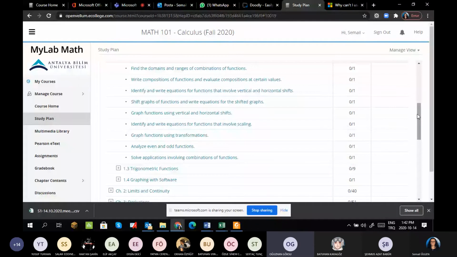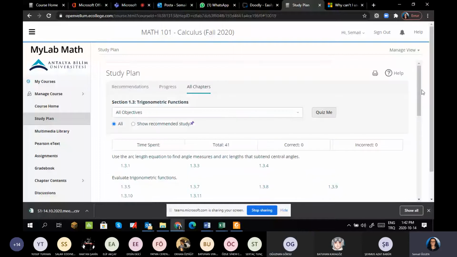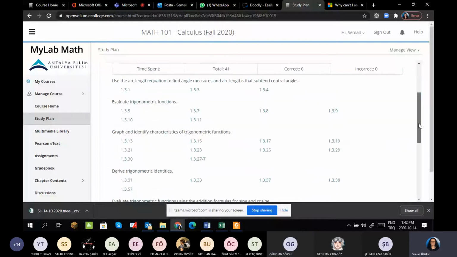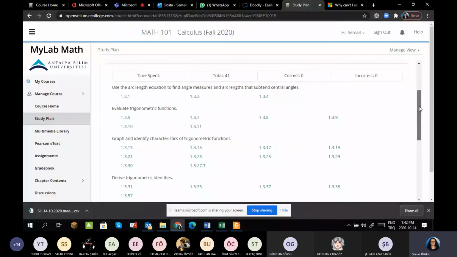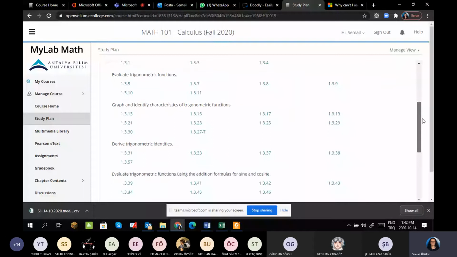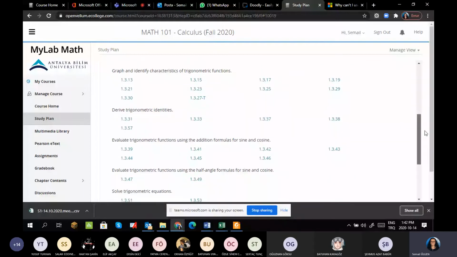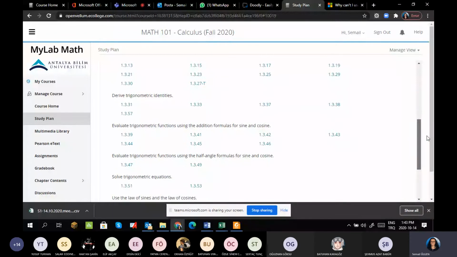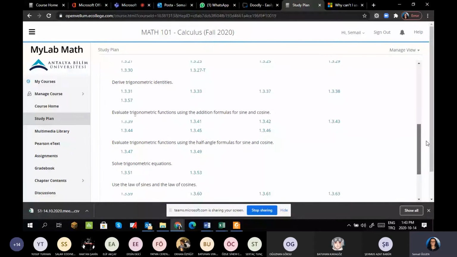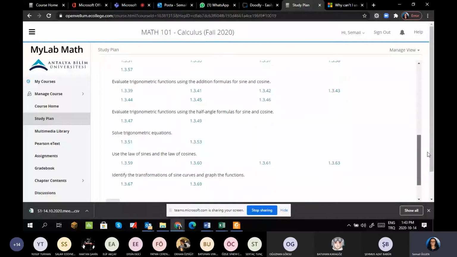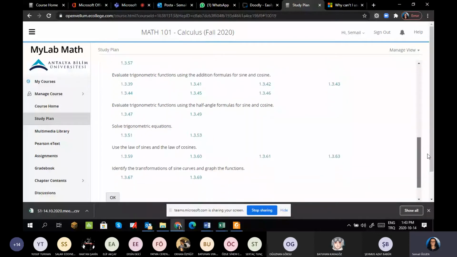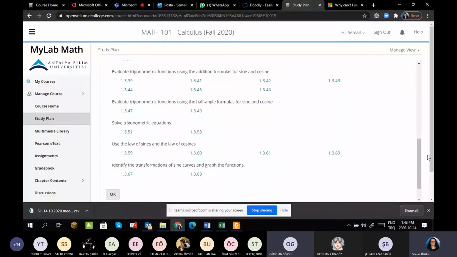Can we do trigonometry? Trigonometric functions. Let's do one from here. I'm going to just arbitrarily choose. Okay, use the arc length. Trigonometric functions. Which one do you like? Graph and identify characteristics of trigonometric functions. Derive trigonometric identities. Evaluate trigonometric functions using the addition formulas for sine and cosine. Half angle formulas. Trigonometric equations. Law of sine and cosine. Transformations.